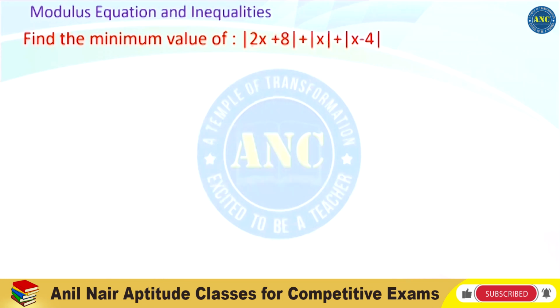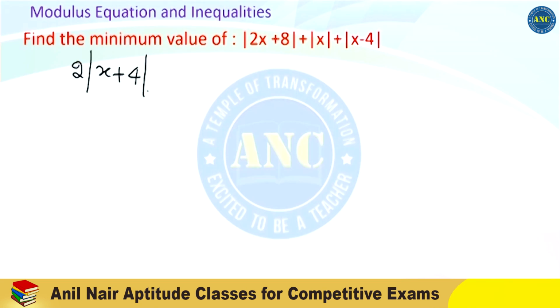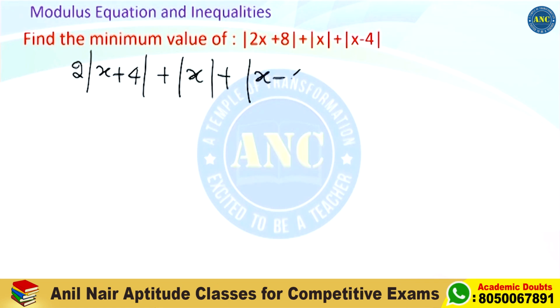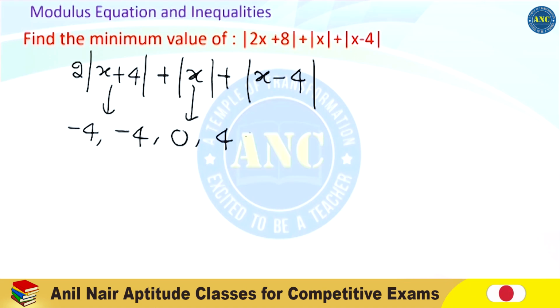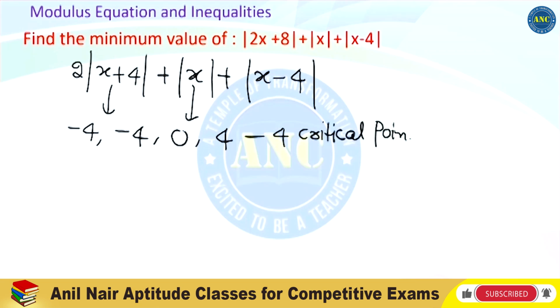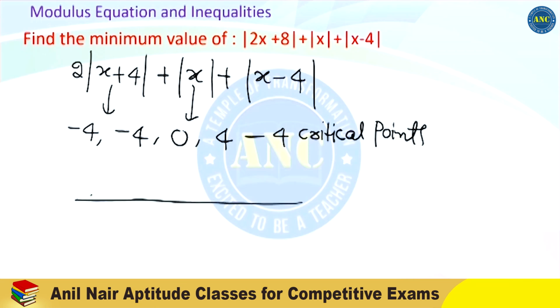Next one, mod of 2x plus 8, that is 2 into mod of x plus 4, plus mod x, plus mod of x minus 4. Now if you see, the critical point of x plus 4 is minus 4, and the coefficient is 2, so write it down twice. The others are x equivalent to 0, and x minus 4 equivalent to 0, which is 4. There are 4 critical points. Write them down on a number line, and easily you will get the answer.